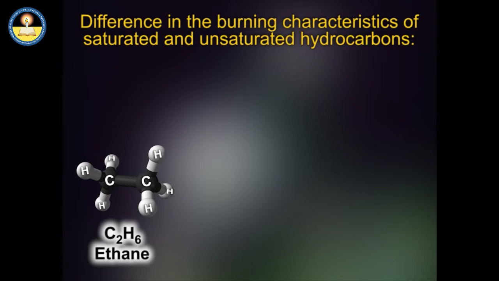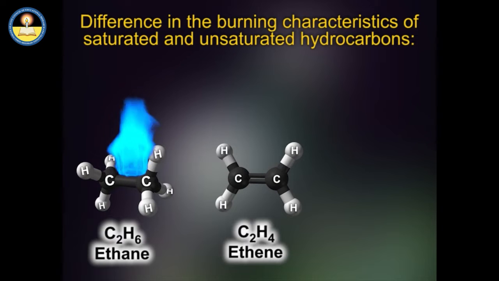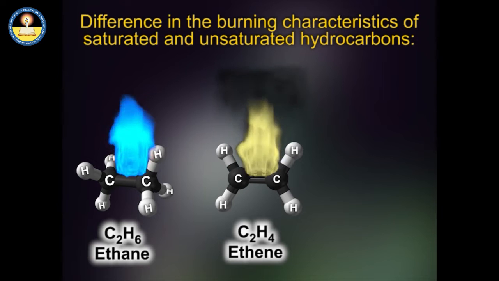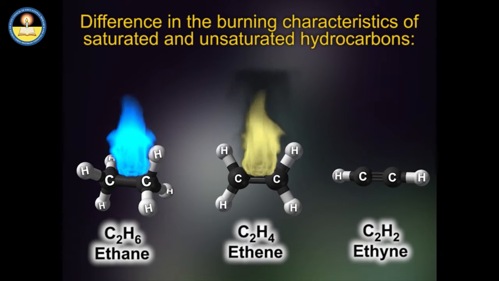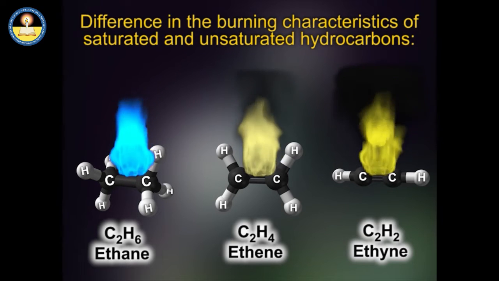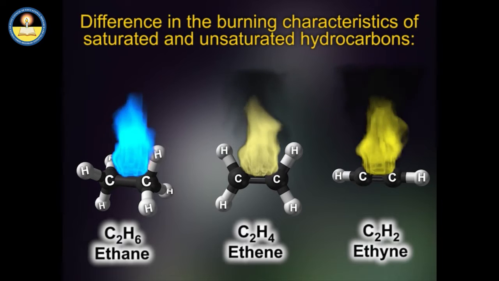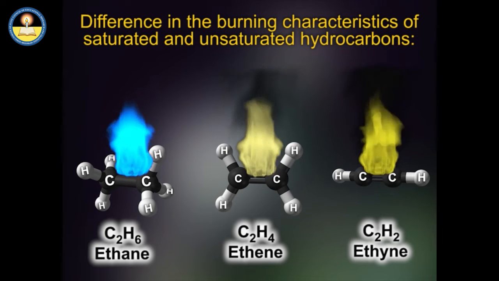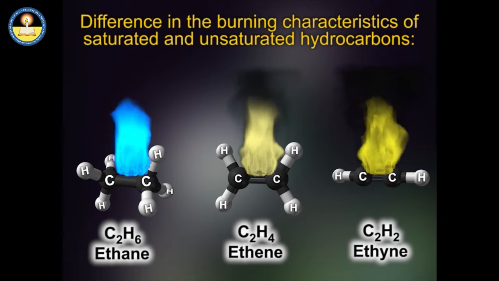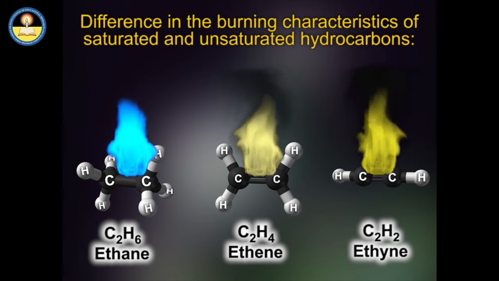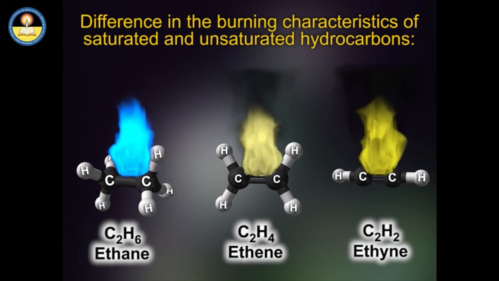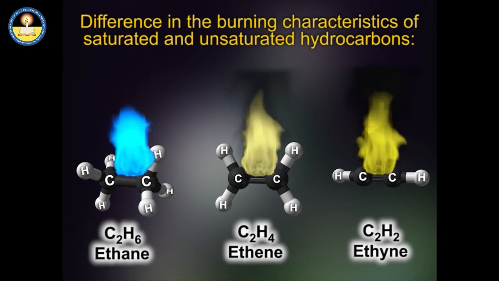Example: C2H6, that is ethane, burns with a more clean blue flame. C2H4, that is ethene, burns with a more yellow sooty flame. C2H2, that is ethyne, burns with a more yellow and more sooty flame. If you check the formulae of C2H6, C2H4, C2H2, you will find that the carbon content increases in the order.